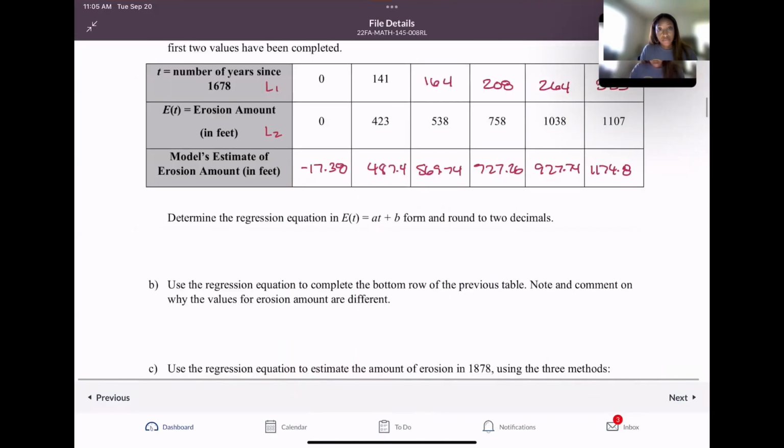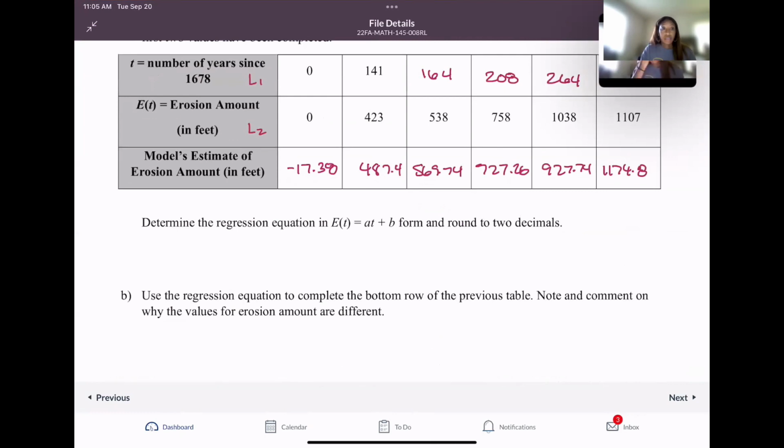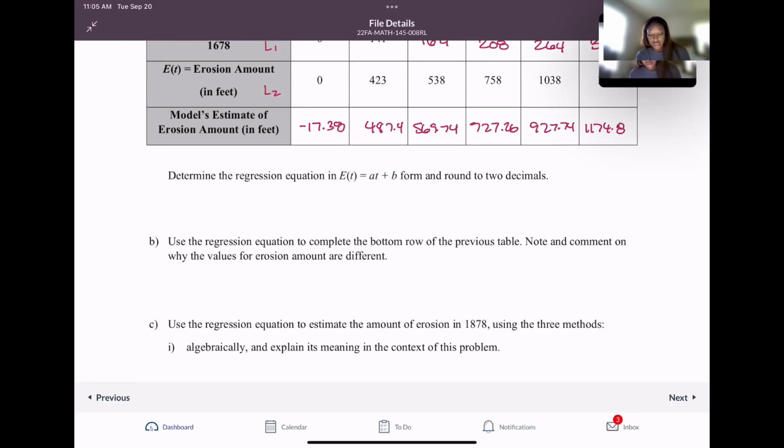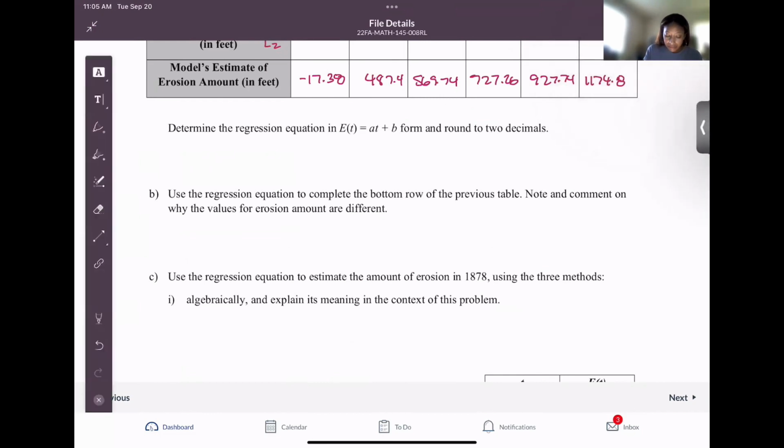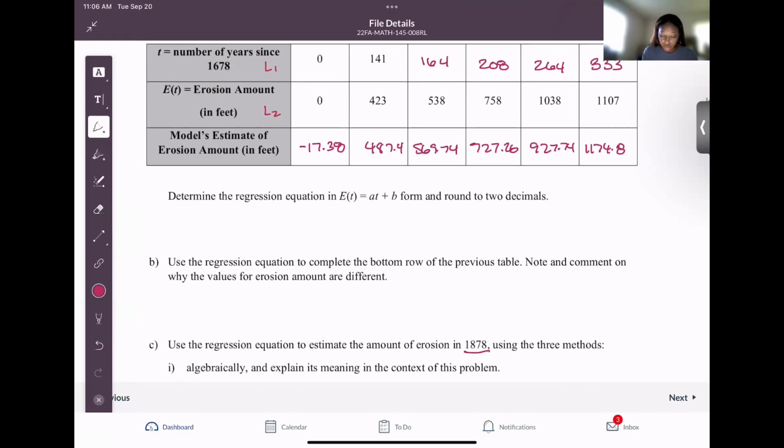All right, so I filled in the information that we got from the table. We found the regression equation. Part B says use the regression equation to complete the table. We did that. Part C says use the regression equation to estimate the amount of erosion in the year 1878. So remember, our input is the number of years since 1678. So in 1878, T is going to be equal to 200, because that's 200 years after 1678, where we started.